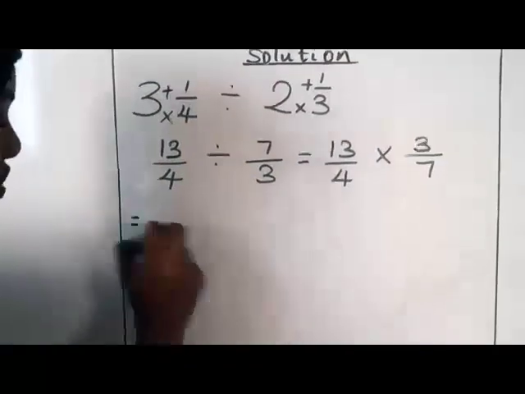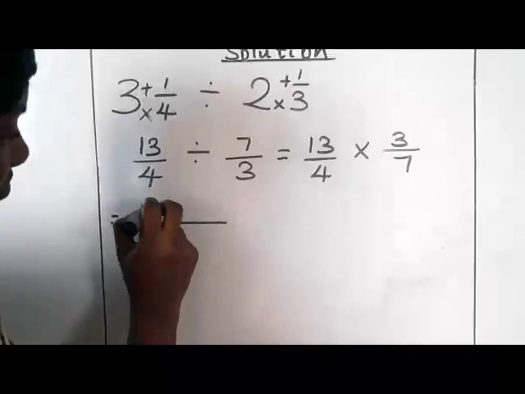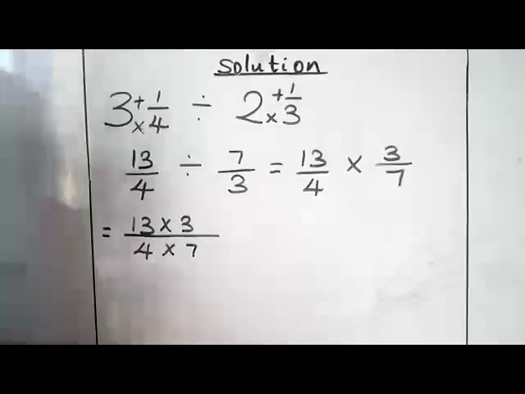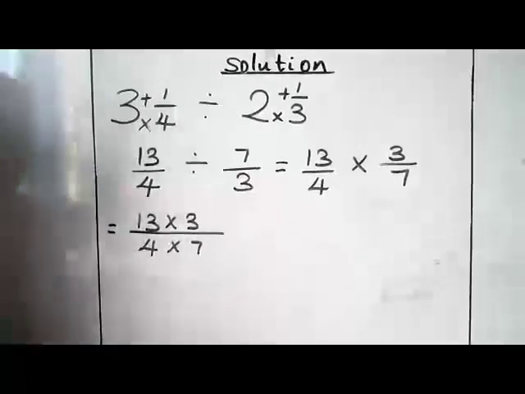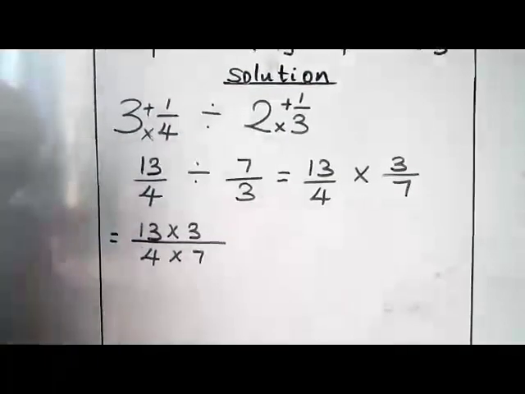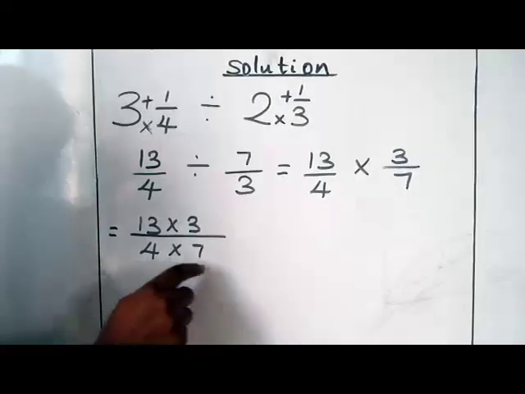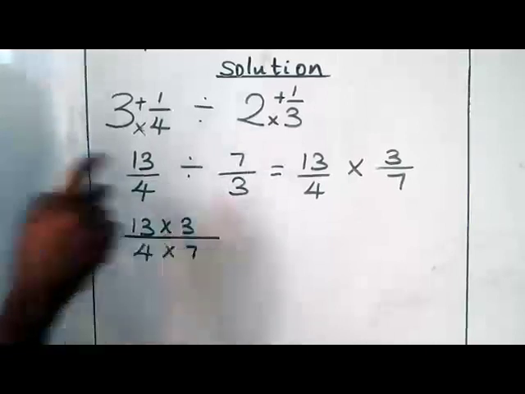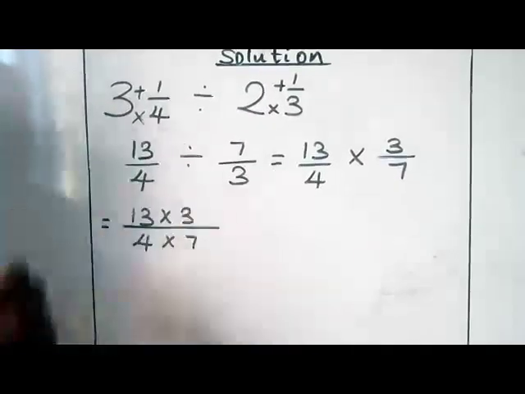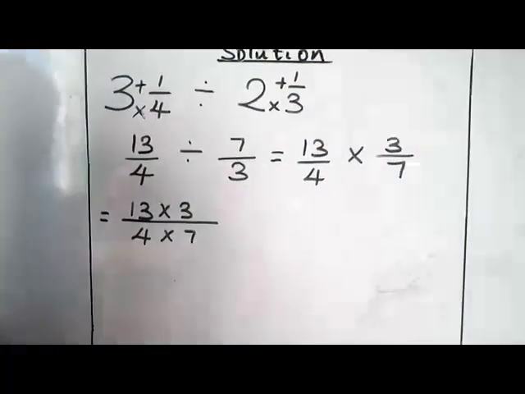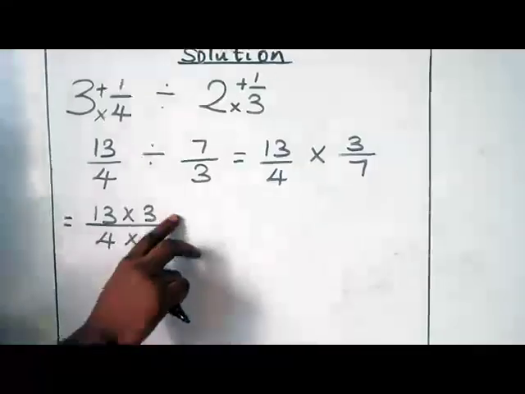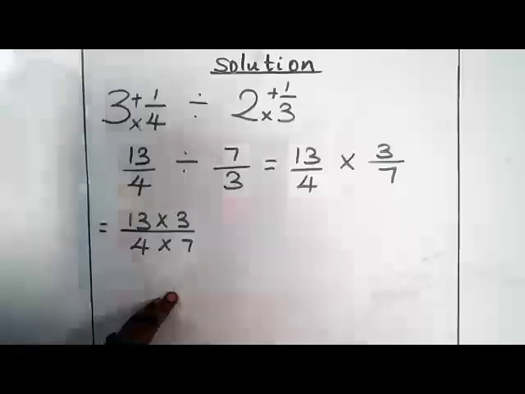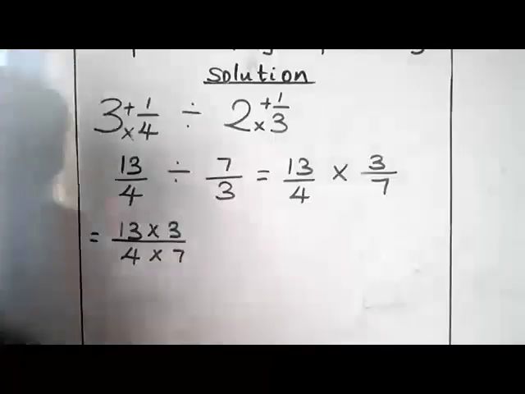Now the next thing to do is to try and bring everything together. 13 multiplied by 3, 4 multiplied by 7. Good. Now let's look at this carefully. 13. Does 13 share any common factor with 4 or 7? No. What about 3? Does 3 share any common factor with 4 and 7? No. So in this case, when there's no common factor between any of your denominators and your numerators, you leave it like that and you multiply.